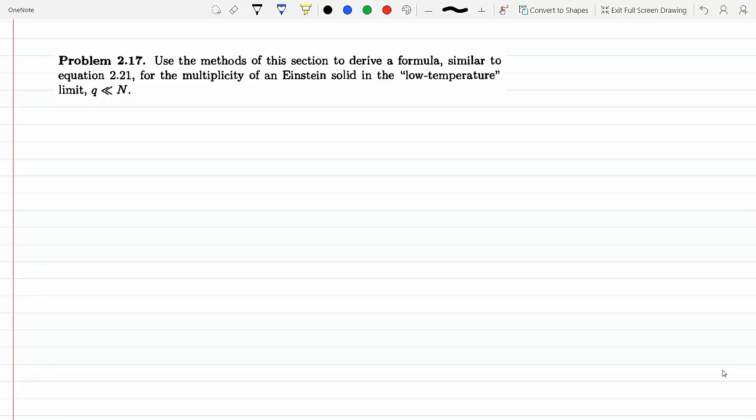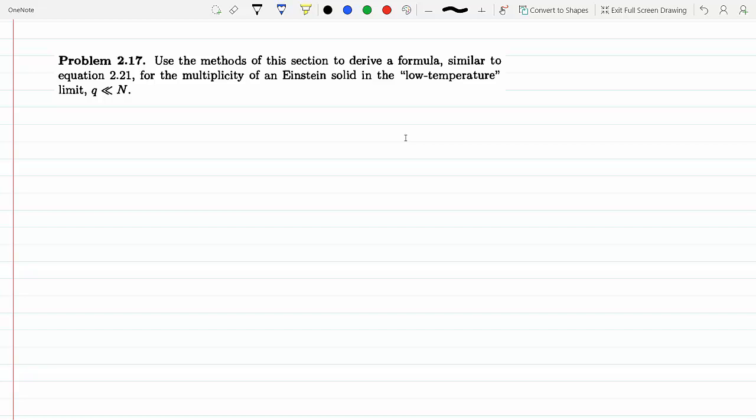Use the methods of this section to derive a formula similar to equation 221 for the multiplicity of an Einstein solid in the low temperature limit. That means when the number of oscillators is much larger than the number of energy units.